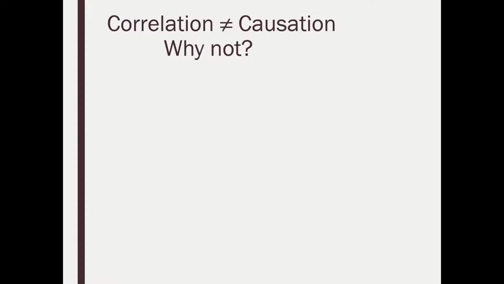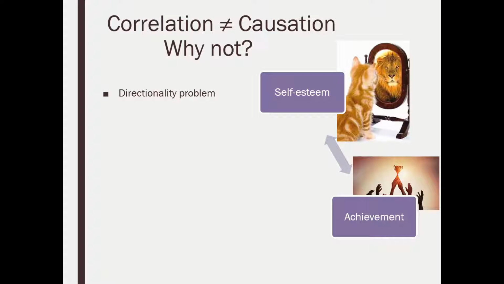So let's quantify what I've been talking about. First off, there's the directionality problem. In psychology, we've known for a really long time that there's a correlation between self-esteem and achievement. But what we can't seem to figure out is whether high self-esteem leads to greater achievement or greater achievement leads to higher self-esteem. The fact that that arrow is double-headed is the directionality problem. Does self-esteem cause achievement, or does achievement cause self-esteem?